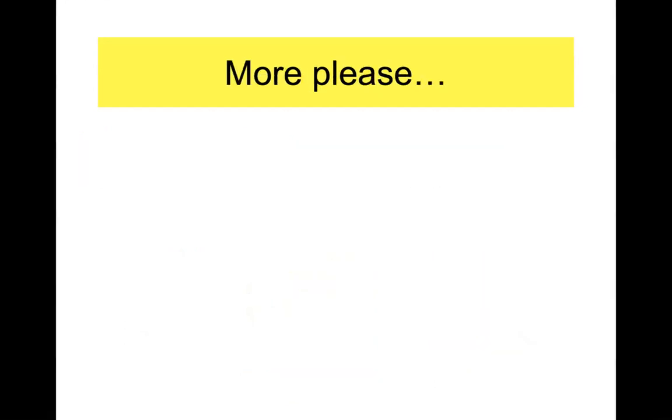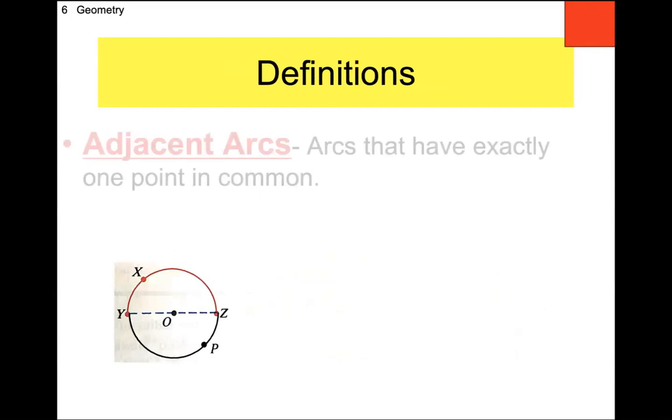Okay, so most people like that. It's pretty simple. The measure of the arc is the measure of the central angle, or the measure of the central angle is the measure of the arc, as long as it's not the major arc. If it's a major arc, it's just 360 minus the minor. All right, some more definitions.